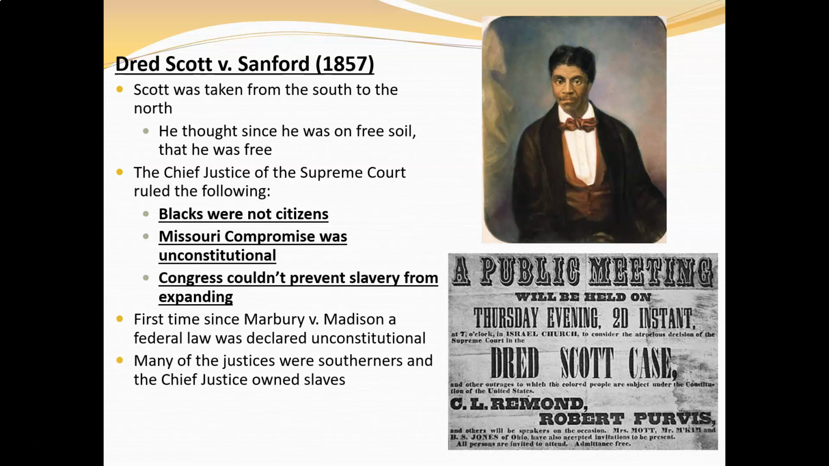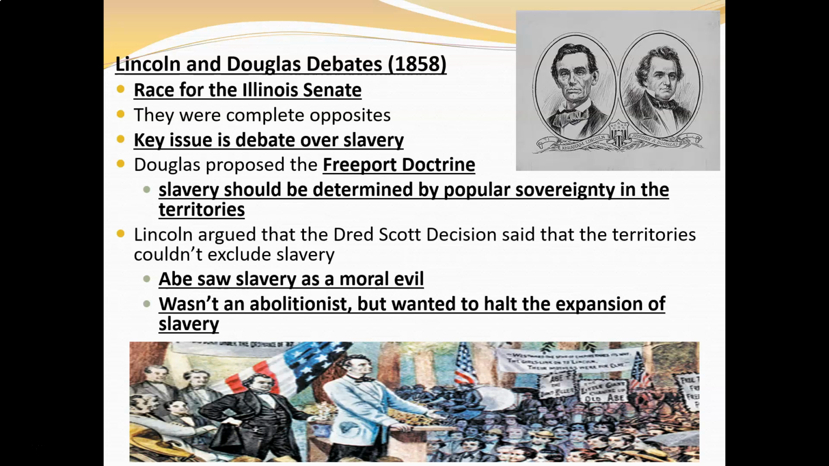Now, this is the first time since Marbury versus Madison that a federal law had been declared unconstitutional. Many of the Chief Justices, as you can guess, were Southerners, and the Chief Justice even owned slaves. So it makes sense why this ruling was declared, and it goes to show that it is important who is appointed to the Supreme Court as well as what decisions get made.